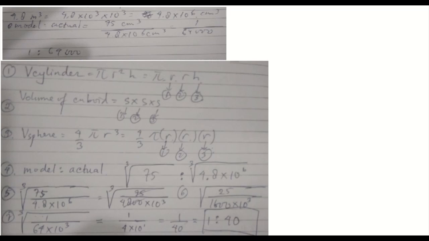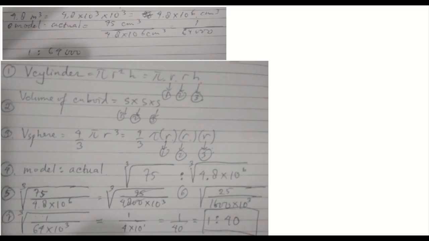In other words, in the first step, if you see, the model compared to the actual is equal to, we need to use the idea of cube root. This is very important, guys. So the cube root of 75, which is the model, compared to the actual is the cube root of 4.8 times 10 power of 6. Since both of them are in the cube root, what we can do is just combine them. Unless one is a cube root and the other is a square root, we cannot combine them. But in this case, since they are both cube roots, we can combine them.